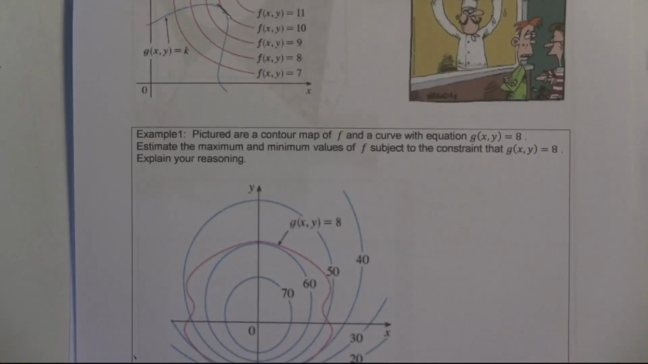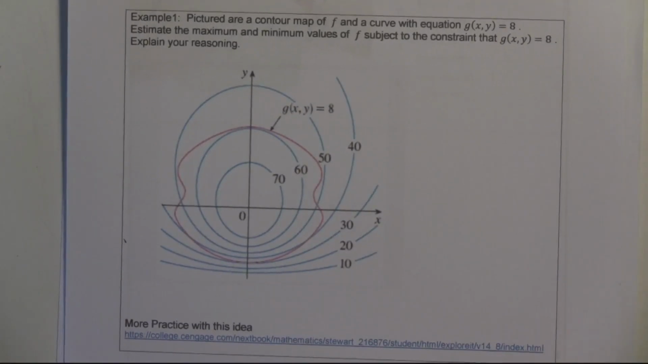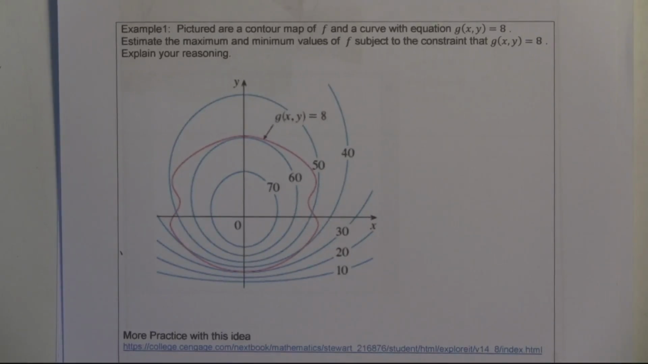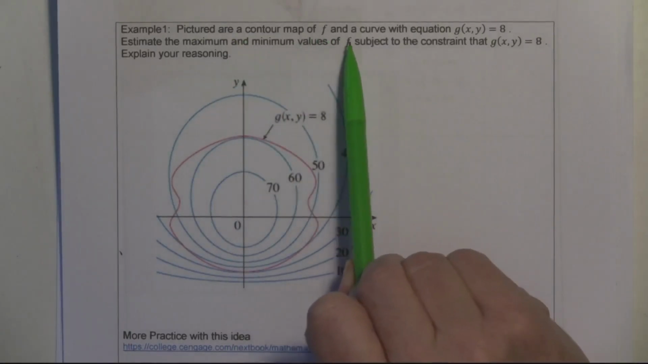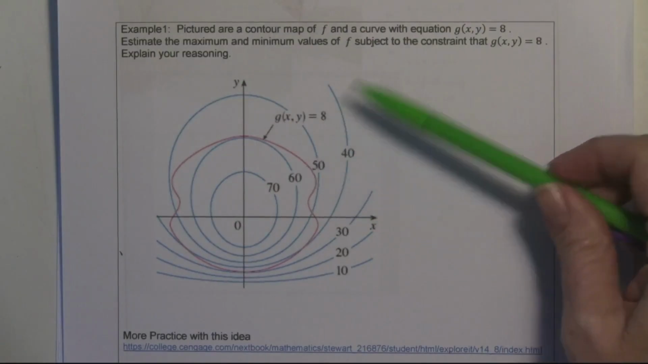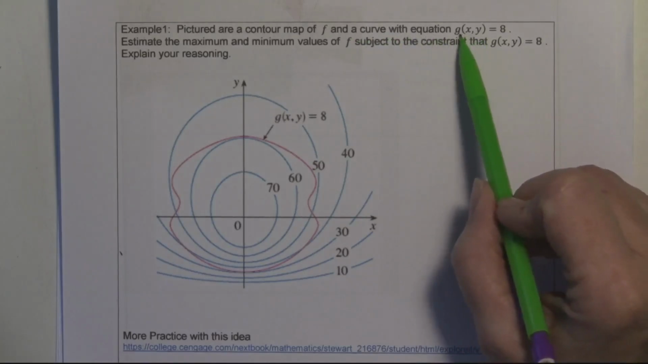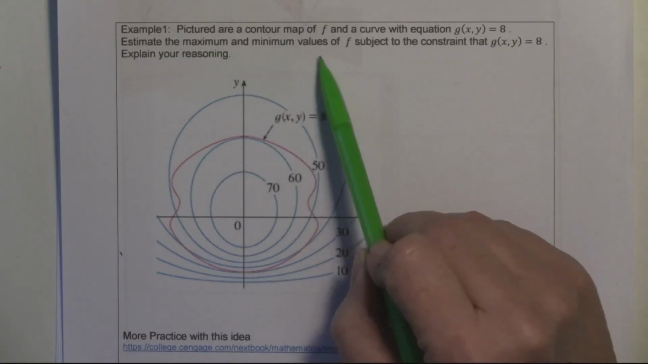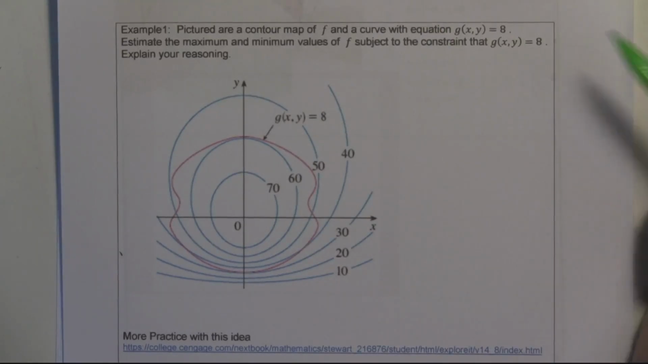We're not going to be looking graphically. The first example, we look graphically, but after that, we're not. We're going to be finding lambda, finding x, finding y, and trying it out. So this is example 1. This is actually a problem in your textbook. I don't remember which one it was. Pictured is the contour map of f, and they have the curve where g at xy equals 8. They want us to estimate the maximum and the minimum values of f subject to the constraint, which is our constraint function, and explain our reasoning.